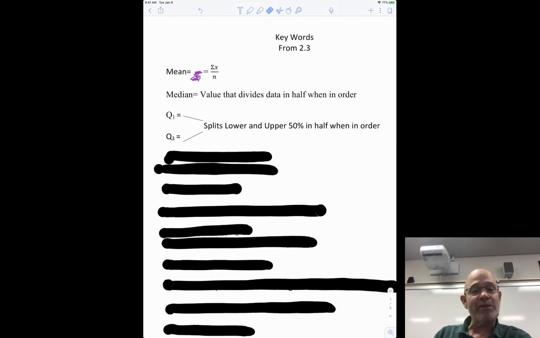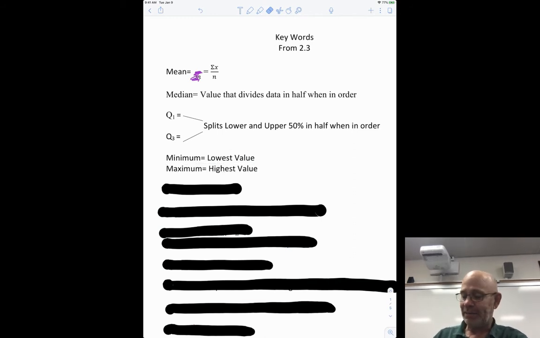The quartiles, we've talked about the quartiles, splits the lower and upper 50% in half when in order. Quartile 1, sometimes called the lower quartile. Quartile 3, sometimes called the upper quartile. These numbers are going to become important again in just a second. That's why we're repeating them. The minimum value of a data set is just the lowest value in that data set. The maximum is the highest value.